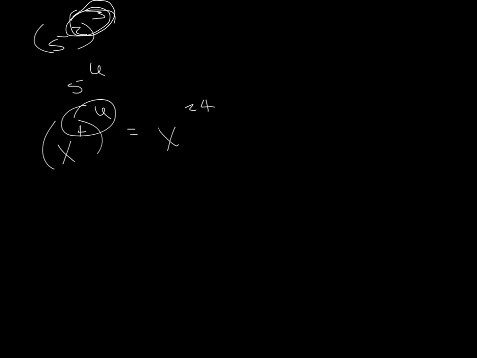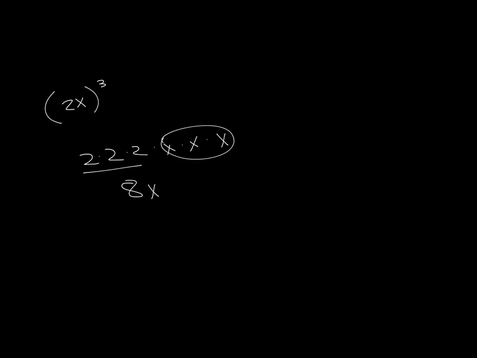Now let's do one that is at the bottom of page 232 here. And it says 2x, and then they put that as a cubed. All right, what does that mean? That means everything in there is cubed. 2 times 2 times 2, and x times x times x. So these multiplied give me 8, and these multiplied give me, I have 3 of them, so I have 8x cubed there for an answer.